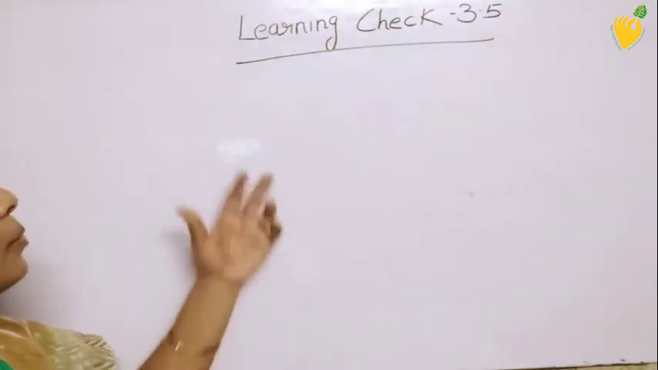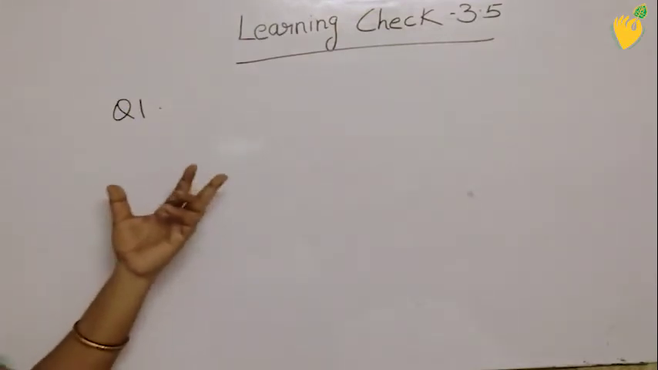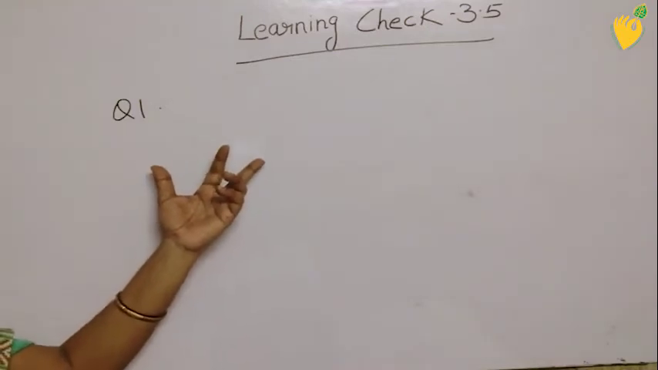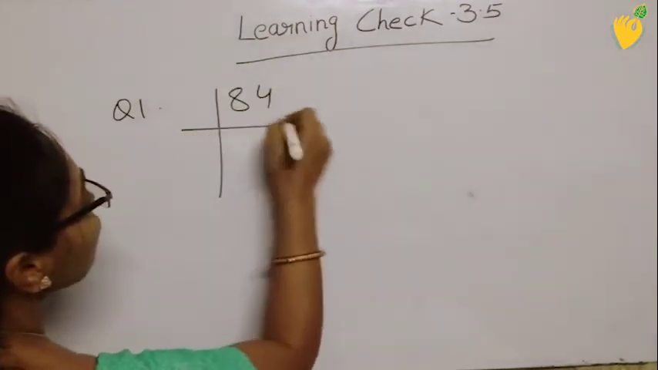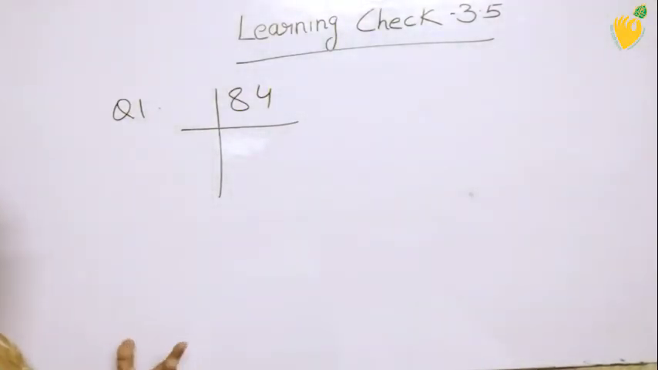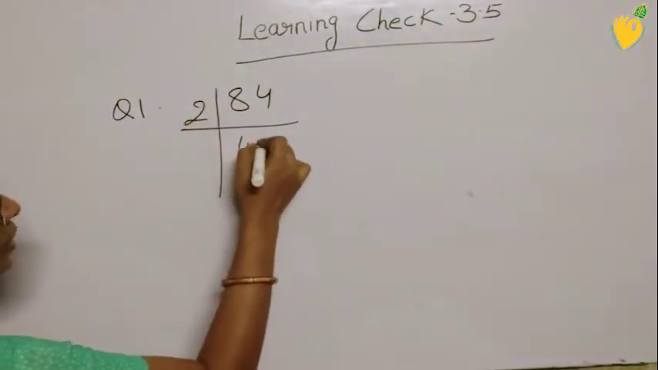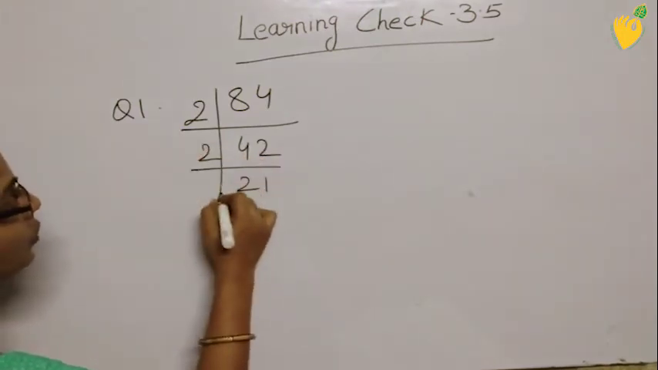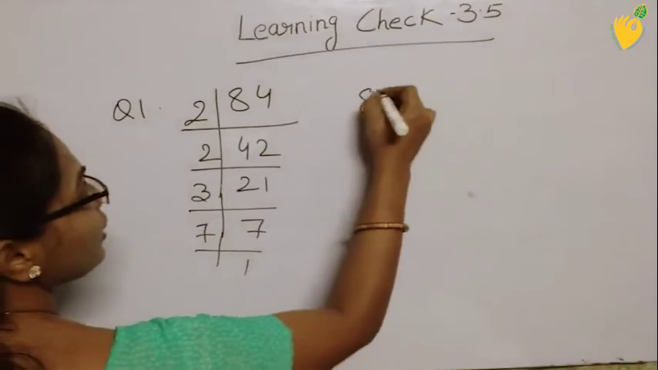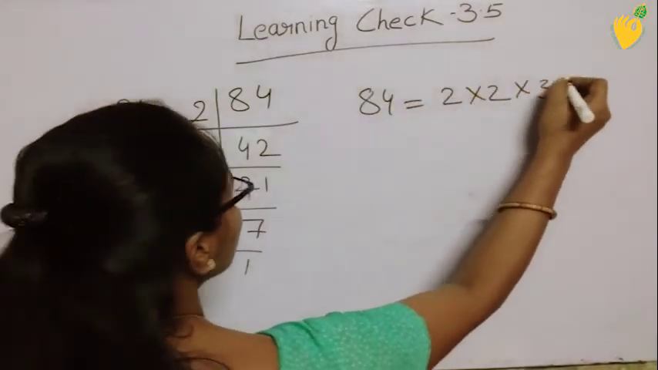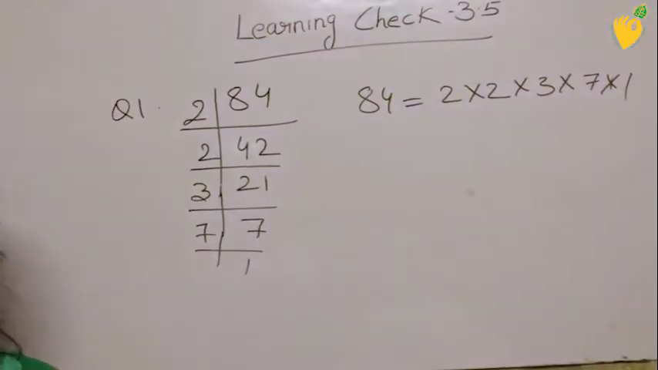Now students, let's do some questions from the learning check 3.5. The first question is, you have to find the prime factors or prime factorization product representation of 84. The number given to you is 84. You have to write this number in prime factorization method. You can say 2 4 ja 8, 2 2 ja 4, 2 2 ja 4, 2 1 ja 2, 3 7 ja 21 and 7 1 ja 7. Now 84 is equal to 2 into 2 into 3 into 7. So these are the prime factors.